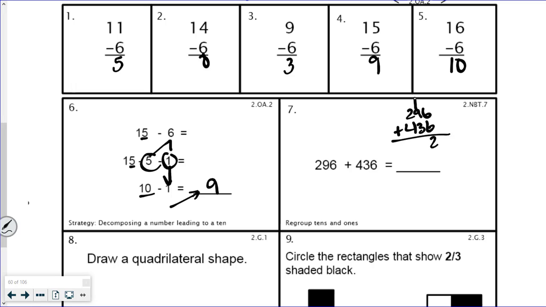Regroup the 10. 9 and 4 is 13, so we group the 100, and then write the 3 right here, and then 2, 4, and 1 is 732.